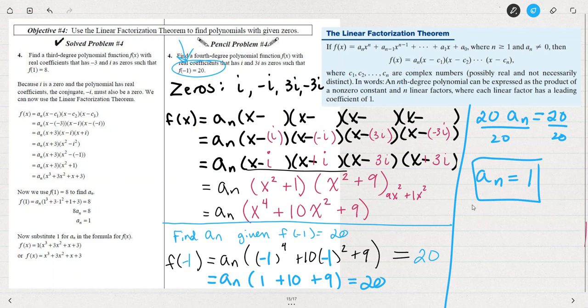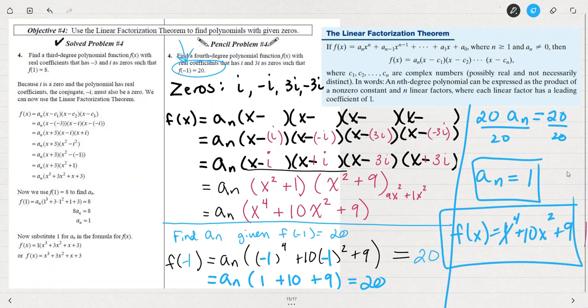Our f of x is 1 times x to the fourth plus 10x squared plus 9, or in other words, it's just x to the fourth plus 10x squared plus 9. And that's it. That's our polynomial.